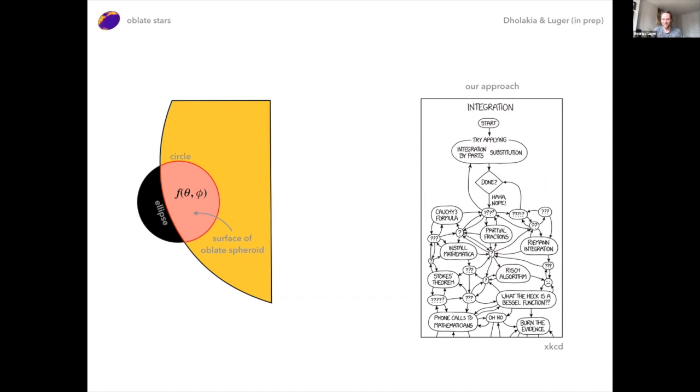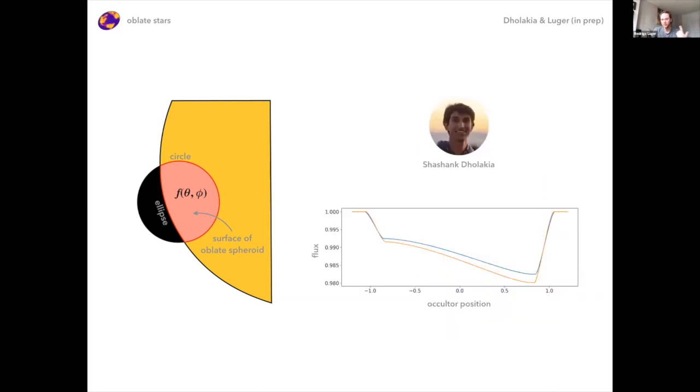This is a fun XKCD comic that was actually kind of useful in thinking about how to compute these integrals. But the punchline is that we were able to do this. This is an undergrad that I'm working with, Shashank Dalakia, who's graduating Berkeley this year. And so we have fast, efficient, closed form solutions to the transit across oblate stars. So paper coming out soon. Keep your eyes open for that.